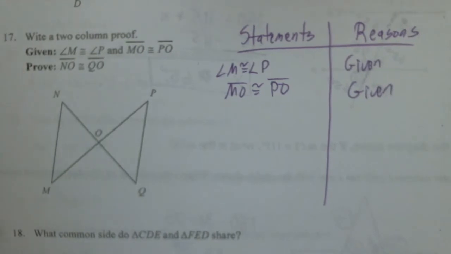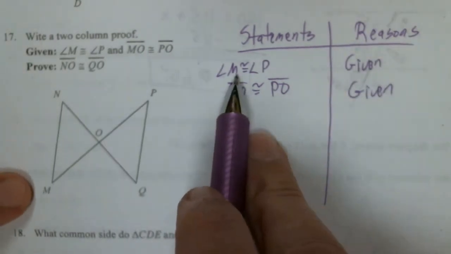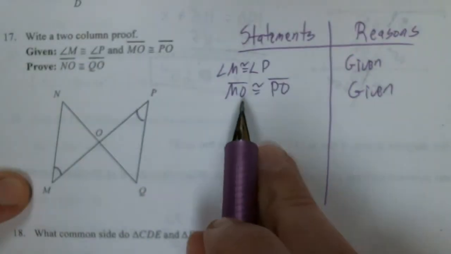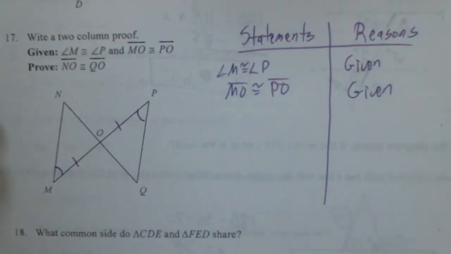All right, now let's go ahead and make our arcs for what they've given us. Angle M, now angles are going to be arcs. Angle M is congruent to angle P. And then MO, that line segment, is congruent to PO. Okay, so now I've got to ask the question, where can I add arcs and ticks to my diagram? Remember with these triangle congruence postulates, SSS, SAS, all that stuff, I need three things. I need three sets, some combination of arcs and ticks.